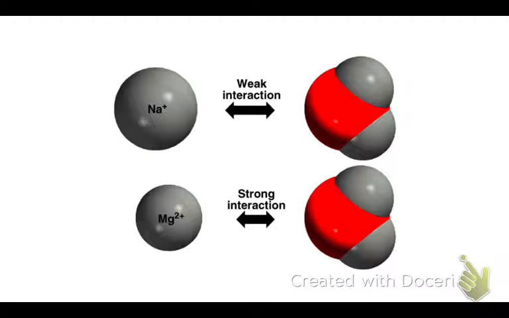Now, the stronger the charge, the higher the charge, the stronger the interaction between the ion and the polar molecules. So it's not a coincidence that sodium cation with water is weaker interaction than magnesium cation with water because magnesium has double the charge.